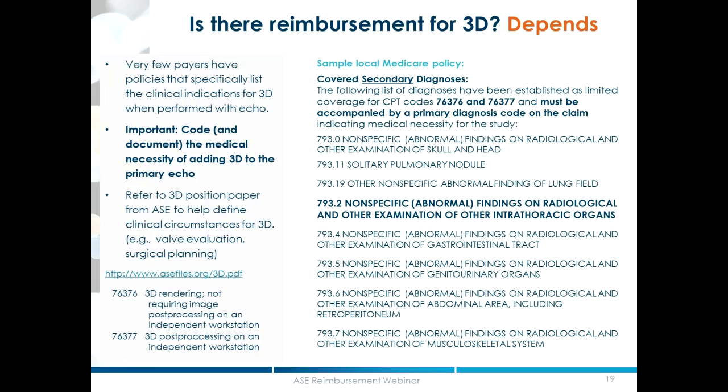But what it actually points to is the fact that you can put a secondary diagnosis to show that there is some type of abnormal finding on some other exam, and that is for the intrathoracic organ, demonstrating that there is a medical necessity need for the 3D. The primary diagnosis, again, would have to be cardiac related, and the documentation, should the claim be denied, would want to demonstrate what the need was for that 3D exam.